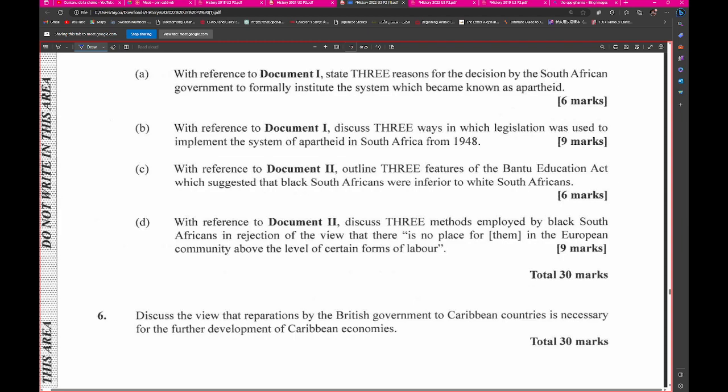With reference to document 1, discuss three ways in which legislation was used to implement the system of apartheid in South Africa. Oh, we did that a while ago? Wow, I'm really sleepy. With reference to document 2, let's read document 2 first.